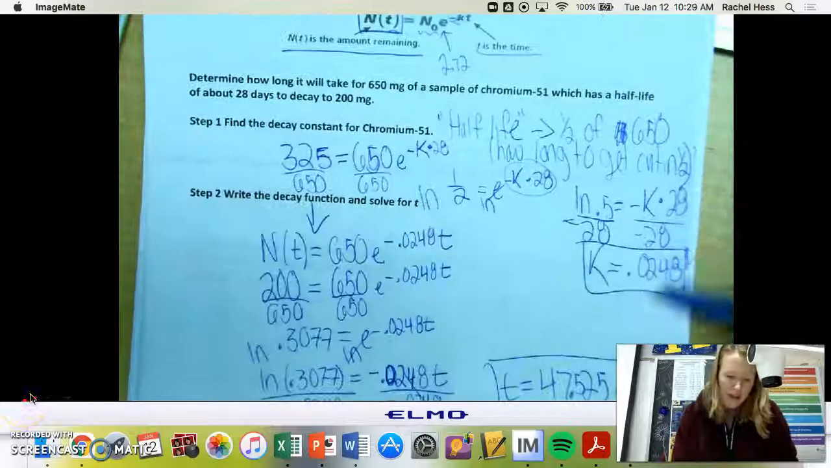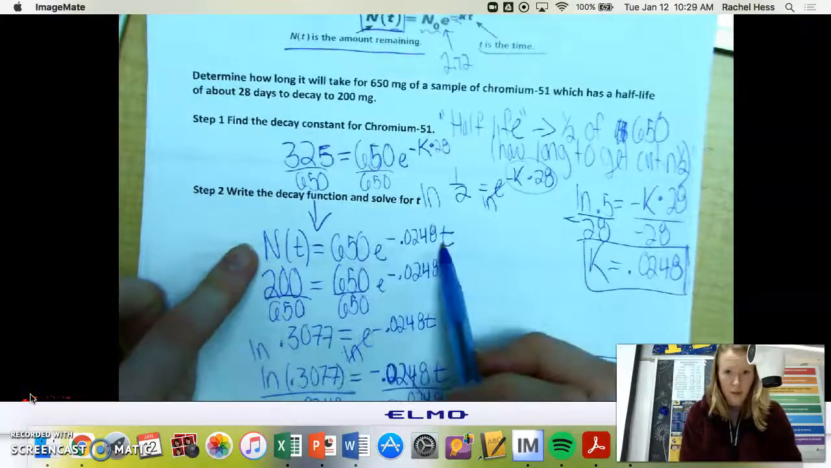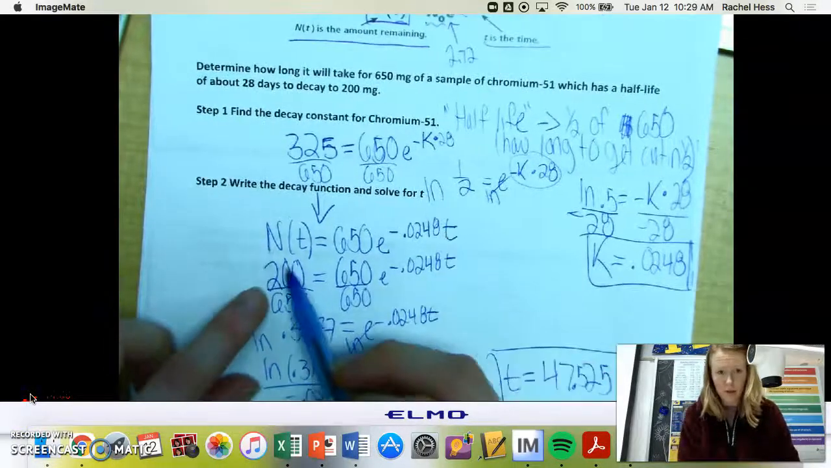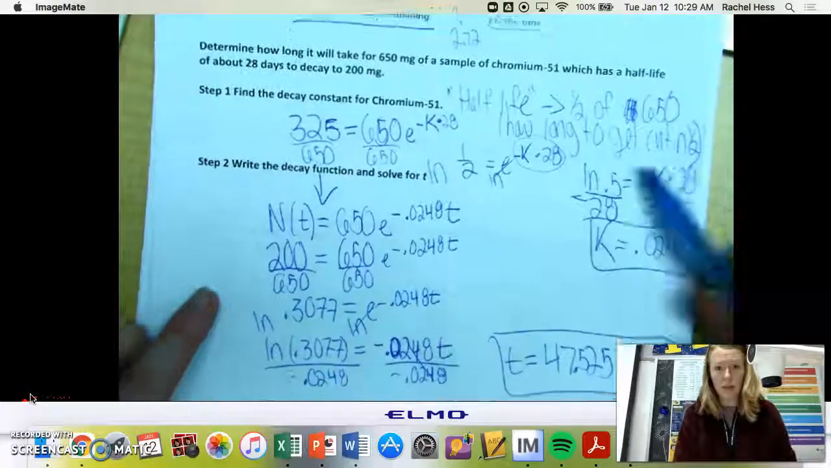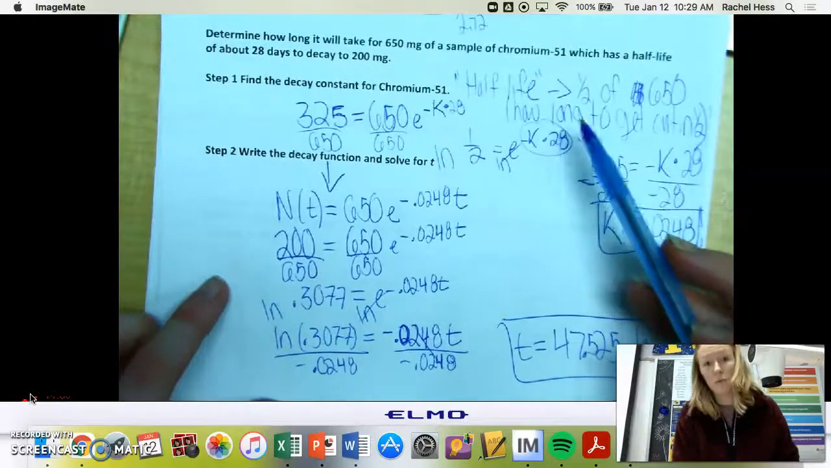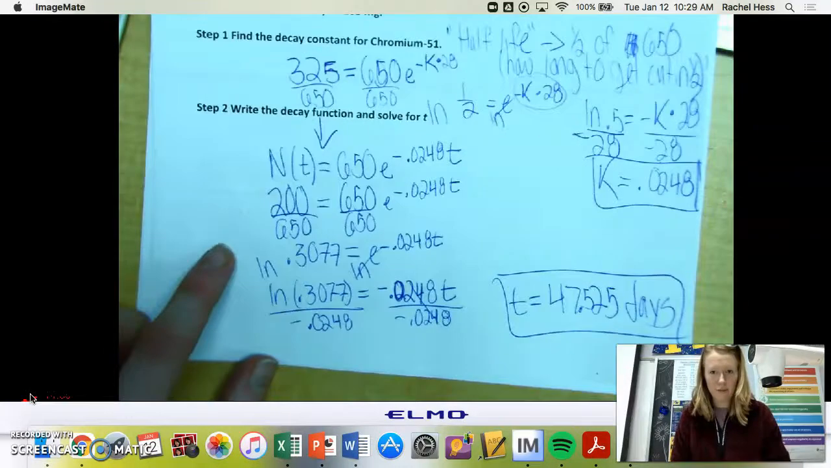So once you have this constant, this is your general equation, and typically you're given an amount you want to figure out how long it takes you to get to. So now I can solve for time the same way I had to solve for k above when I was given time. And you should get 47.5.